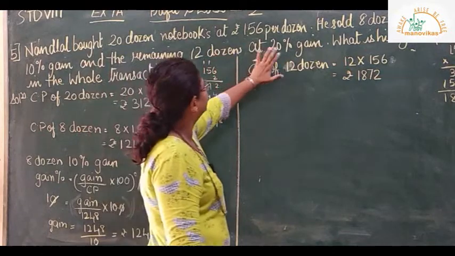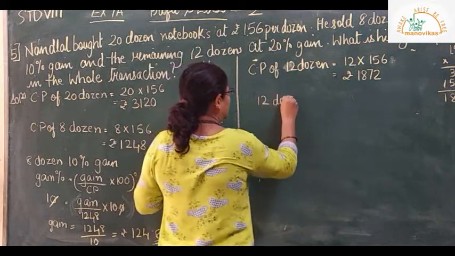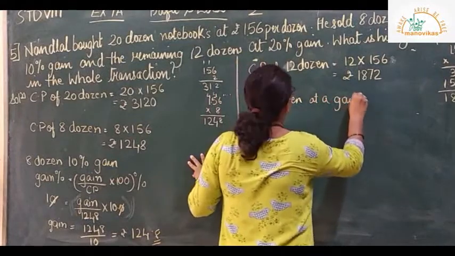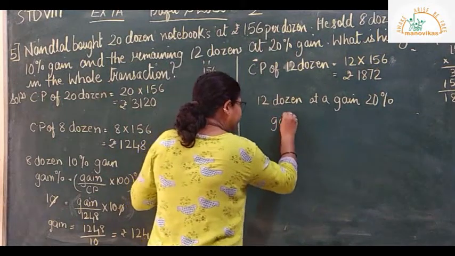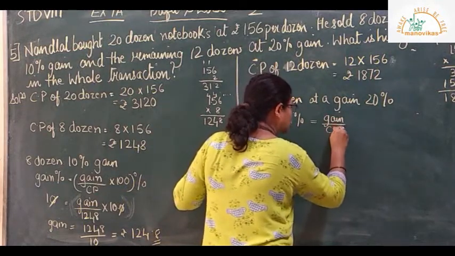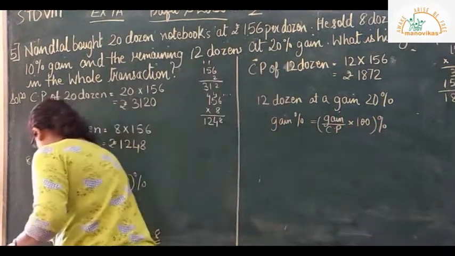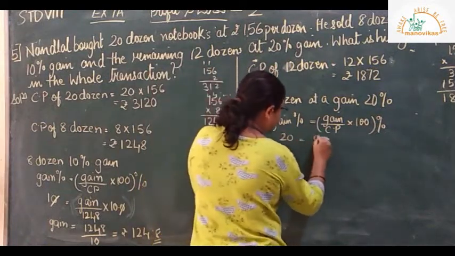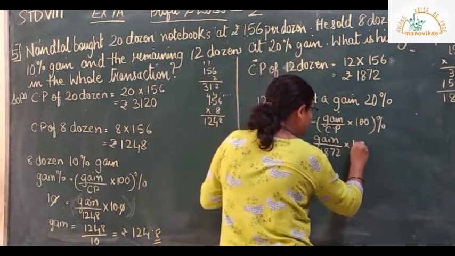Now what is said here? 12 dozen books were sold at a gain of 20%. So now again here, gain percent is equal to gain upon cost price into 100%. So this is the formula. Gain percent is 20, I substitute 20 here. Gain we are going to find out, and the cost price is 1872 into 100.